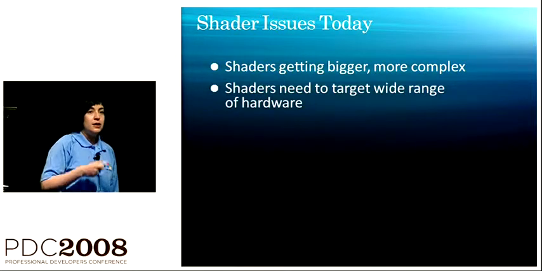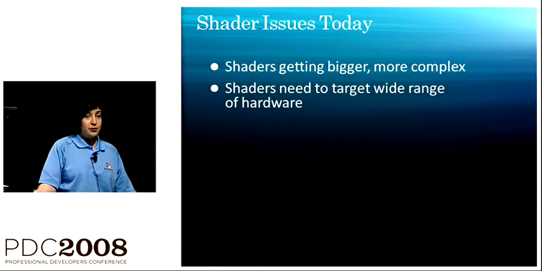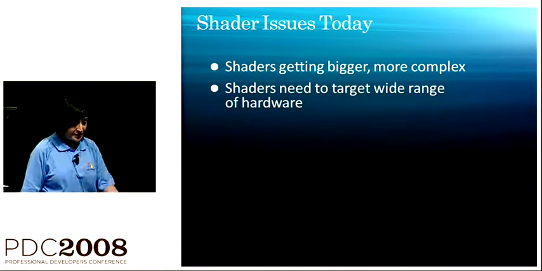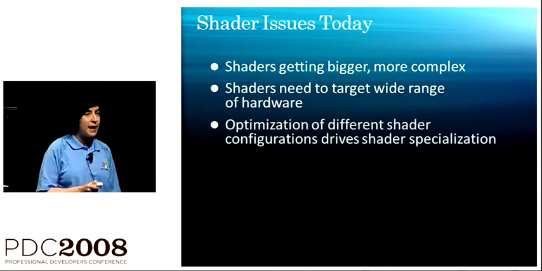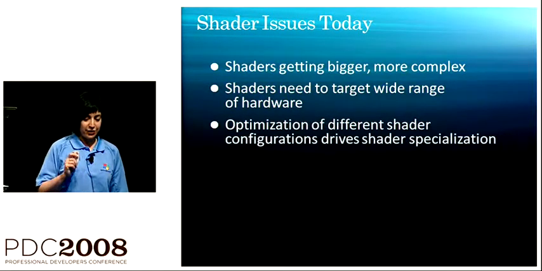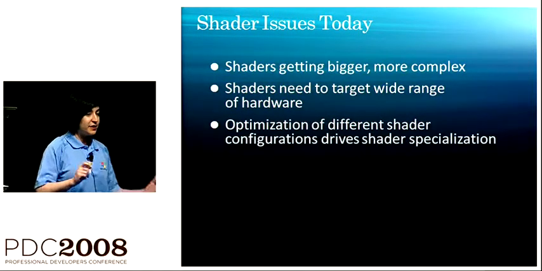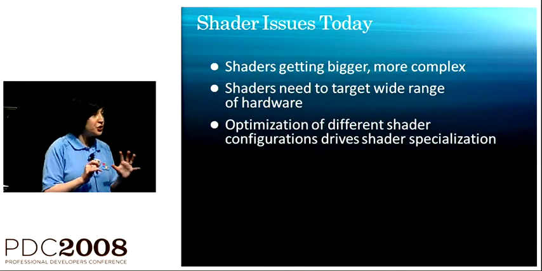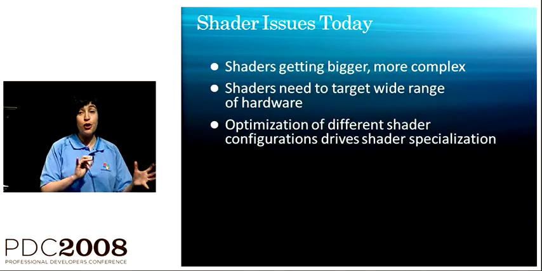But again, shaders need to target this wide range of hardware, right? Even within Direct3D 10, there's a wide range of capabilities and performance. So what winds up happening is that developers wind up optimizing their shaders to take advantage of these different configurations. Right? They wind up just spending a lot of time tuning these shaders to plan for all these contingencies.